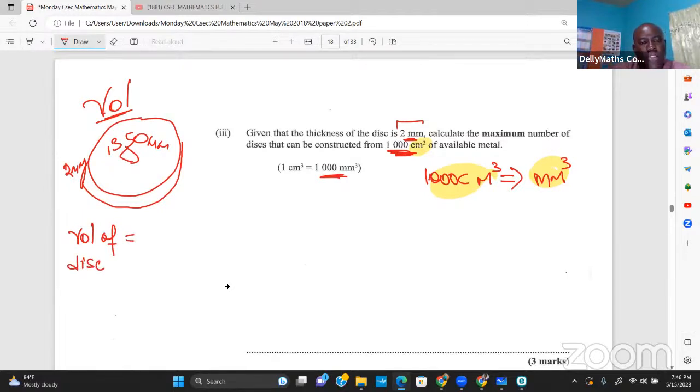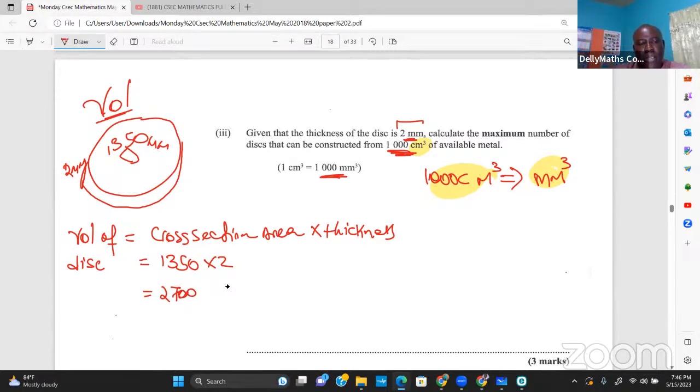And that is going to equal the cross-section area. And you want to multiply that by the thickness. So we're talking about 1350 times 2. And this is about 2,700 mm³. So you see that? The disk is 2,700 mm³.